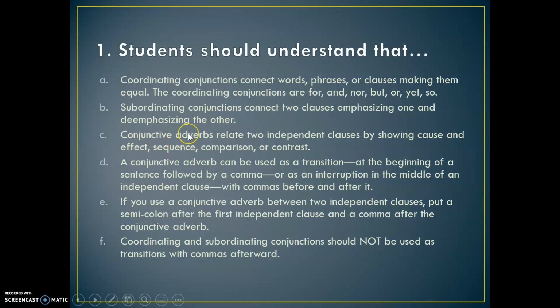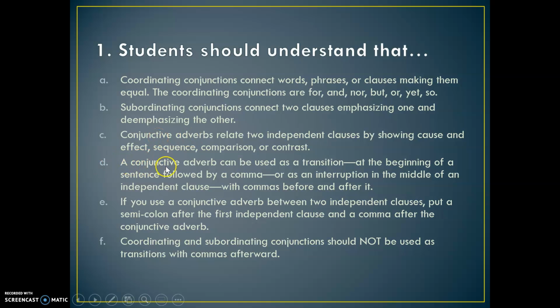The conjunctive adverbs, this is a newer term for you. Those are terms that relate to independent clauses. So where the subordinating conjunctions, we're putting an independent and a subordinate together, this is going to relate independent clauses together. So it'll show cause and effect, sequence, comparison, or contrast. Those are the functions of conjunctive adverbs. Now, the rest of these objectives talk more specifics about these three primary terms. But if we're talking vocabulary, coordinating, subordinating, and conjunctive adverbs are really the big three of this unit.